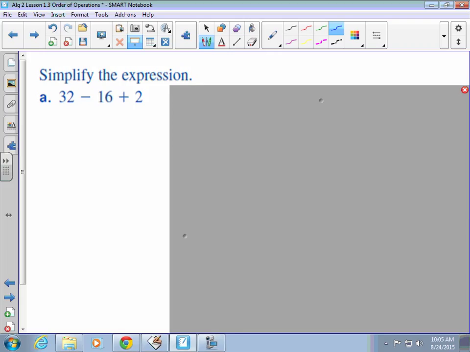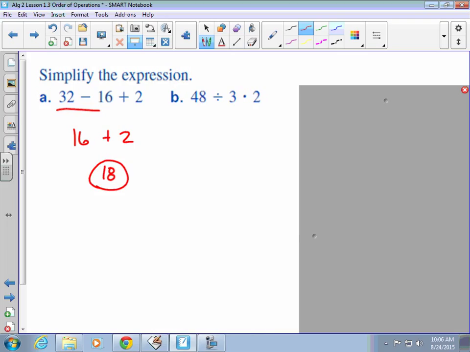Okay, 32 minus 16 plus 2. You do not skip over that subtraction of 32 minus 16 to do the 16 plus 2. You do 32 minus 16 and you get 16, and then 16 plus 2 to get 18. Do this one right next to it.